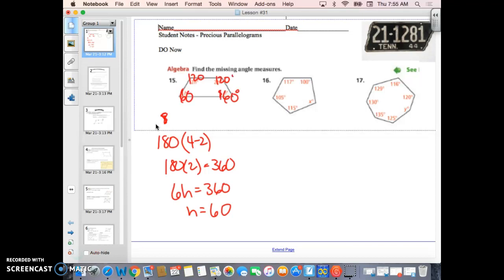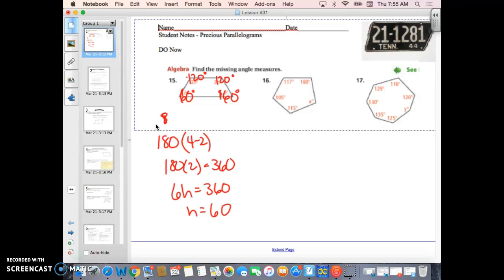Now there's some cool observations you're going to make today about angles that are right next to each other like this. On the same side, we call them supplementary. Same side interior angles when you have parallel lines.